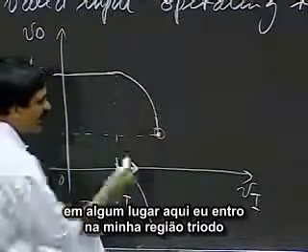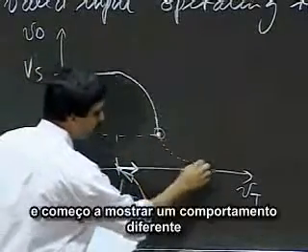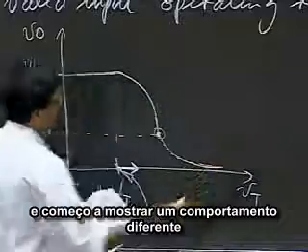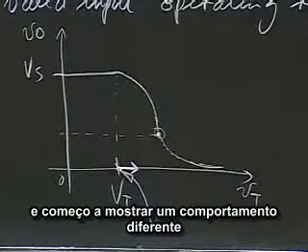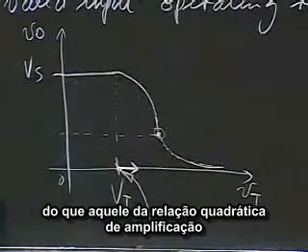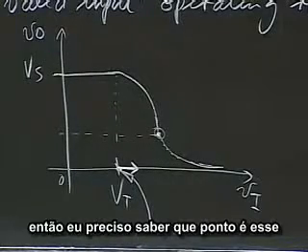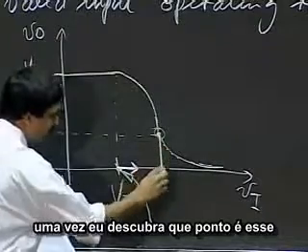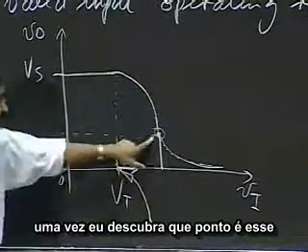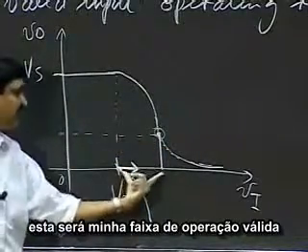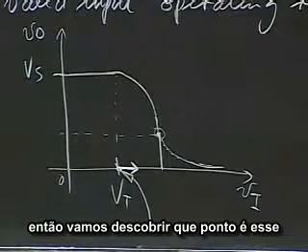So somewhere here, I go into my triode region and begin to show a different behavior than the amplifying square law relationship there, and go into my triode behavior. So I need to find out what this point is. Okay, once I find out what that point is, then this will be my valid operating range. So let's figure out what that point is.